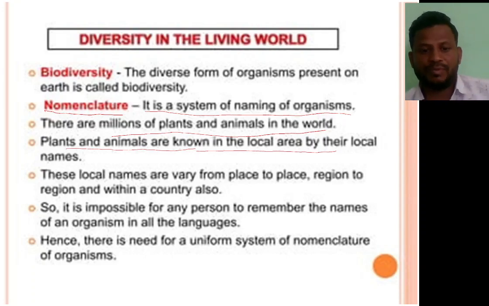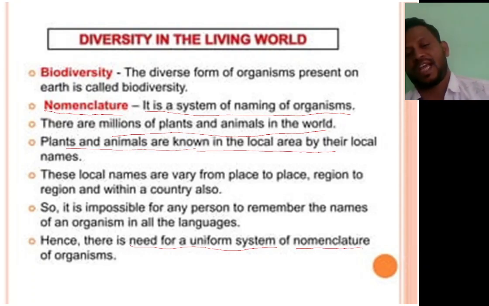So it creates confusion in identifying animals, and we can't remember the names of animals in different languages at different places. It is impossible for any person to remember the name of an organism in all languages. So we select a common or universal name, so that wherever you go, it is called by the same name. Hence there is a need for a uniform system of nomenclature. Nomenclature means the naming of an organism.